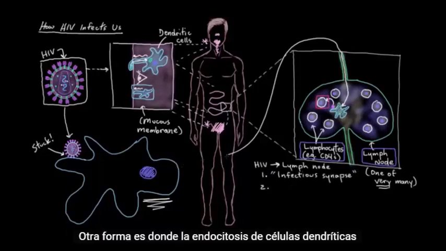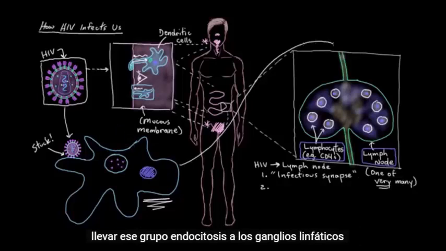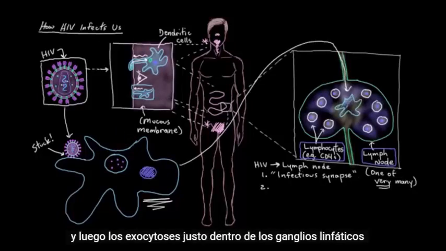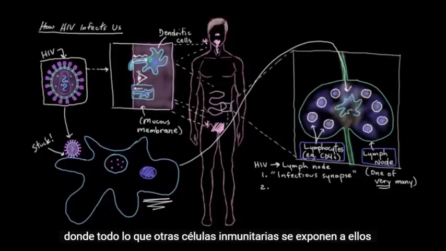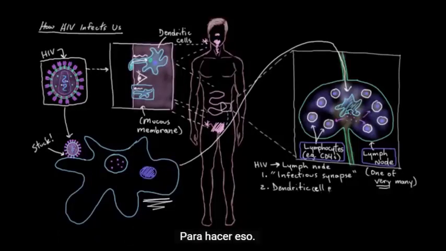Another way is where the dendritic cell endocytoses a group of HIV particles, brings that endocytosed group to the lymph node, and then exocytoses them right inside the lymph node where all the other immune cells get exposed to them and can thus get infected as well, right? Not very thoughtful of the dendritic cell to do that.